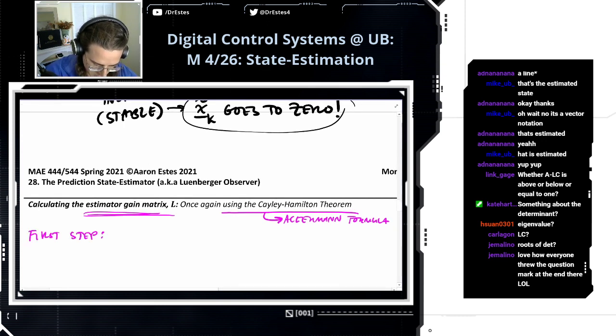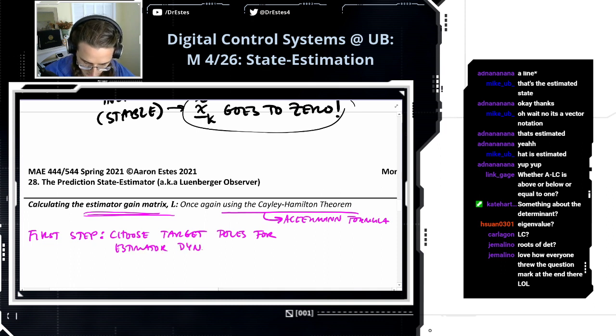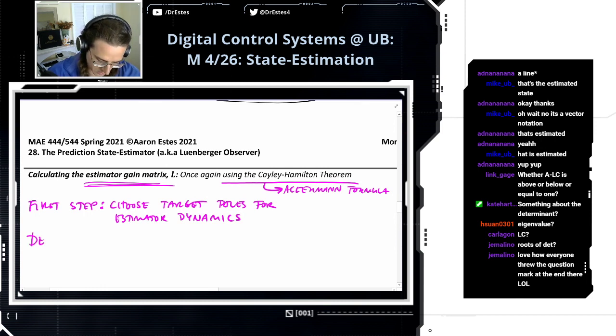First step. You have to choose target poles for the estimator dynamics. Because we don't just want our estimator to be stable. We don't just want it to converge to the true states. We want it to do it quickly, in the way that we want it to be done. So we're actually going to make a controls problem for our estimator, if that makes any sense. So here are some design principles for estimators.